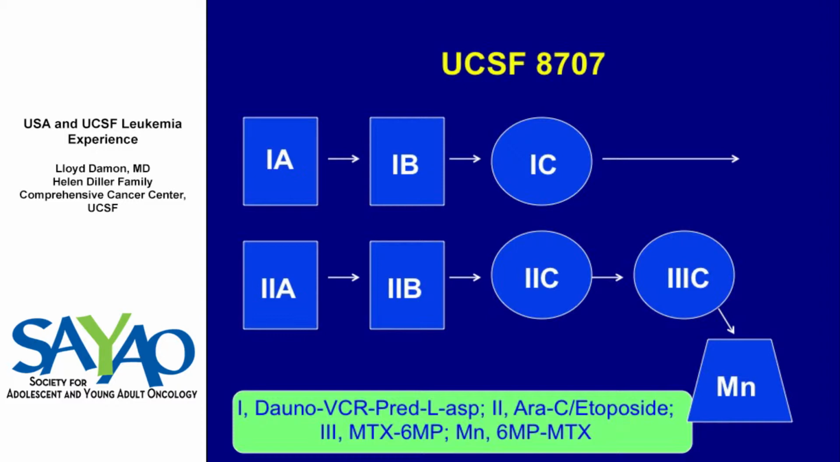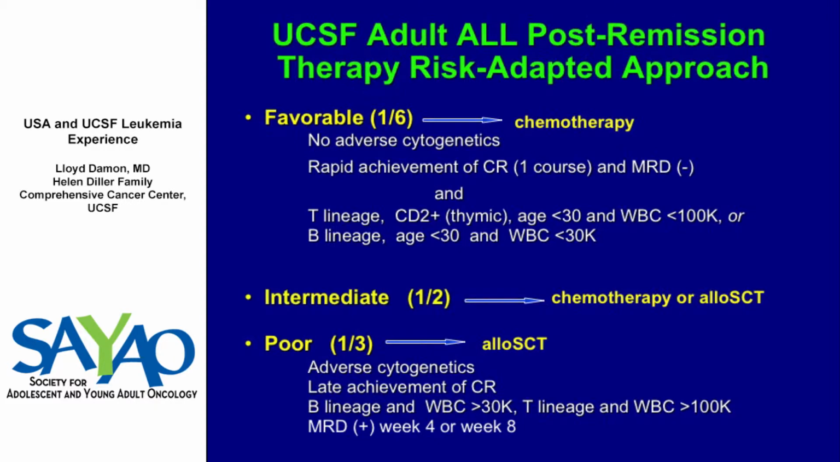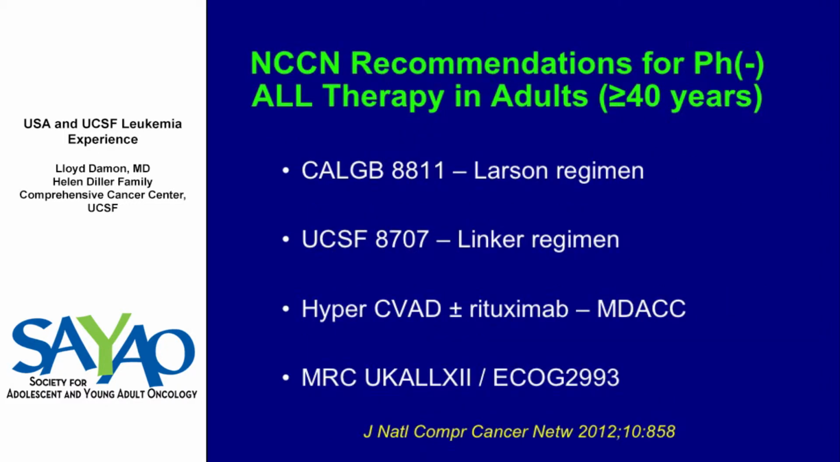Now, if we accept this cartoon as the basic structure of the BFM backbone, my intention was to demonstrate that myelosuppressive modules are rectangular, non-myelosuppressive modules are circular, and the anvil represents maintenance. If you take a look at UCSF Protocol 8707, also known as the Linker regimen, it has a very different look to it. So we have twice as many myelosuppressive modules. We do have other non-myelosuppressive as well, and maintenance. And so the design in the adult trials tends to be a little bit more myelosuppressive heavy and a little less on the lighter side for non-myelosuppressive therapy.